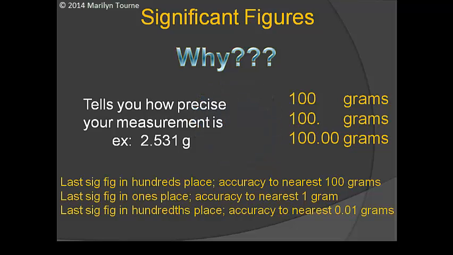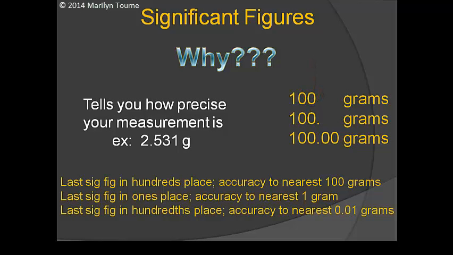The first one, the 100 with no decimal, basically has the last significant figure in the hundreds place. So its accuracy is closer to 100 grams. So the actual measurement, the value of what we're measuring, is closer to 100 grams than it is to 200 or 0, because of that last significant digit in the hundreds place. Look at the one right below it, the 100 with the decimal. Now this one has 3 significant digits, and the last significant digit is in the ones place. All right, so the accuracy is nearest to 1 gram.